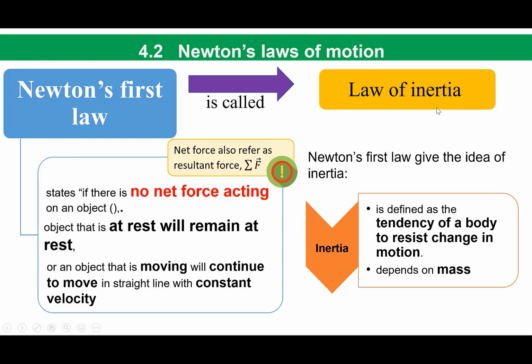So what is inertia? Inertia is defined as the tendency of a body to resist change in motion. In the simplest words, we can say that the object will keep doing what it is doing. Inertia depends on the mass, so a bigger mass needs a bigger force to overcome its inertia and change its motion.